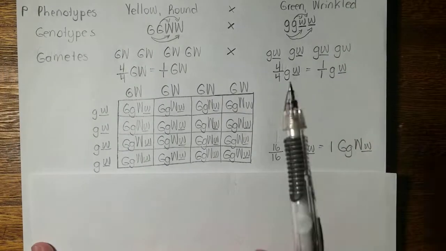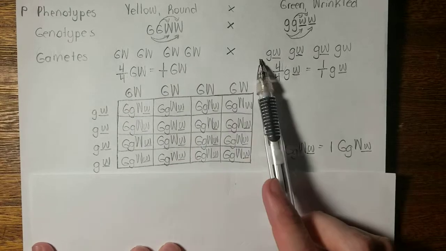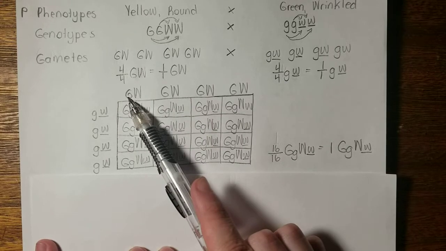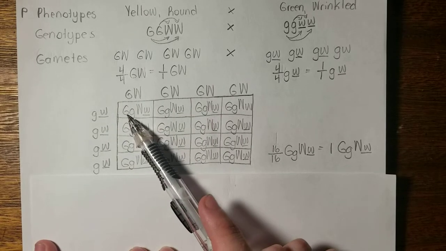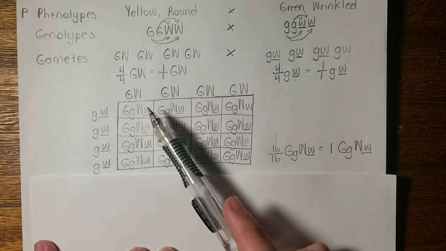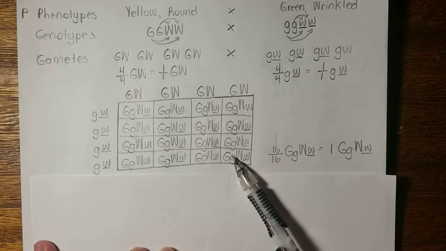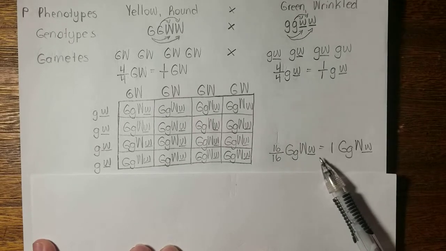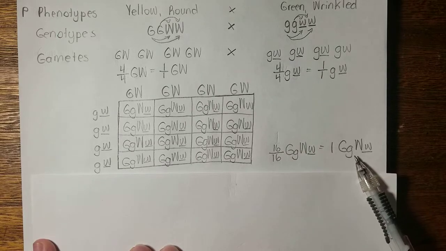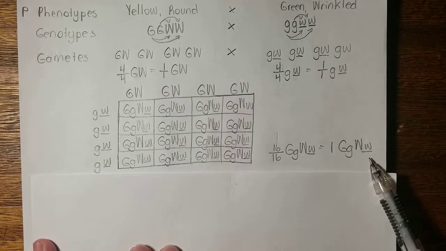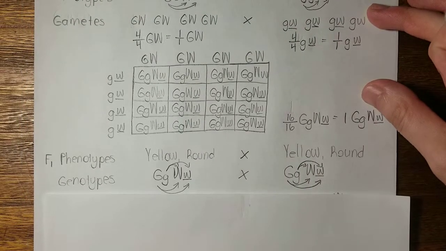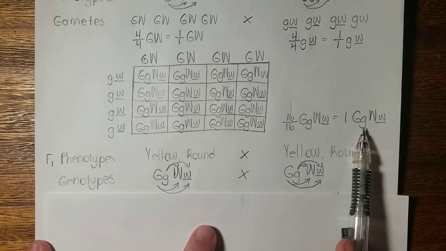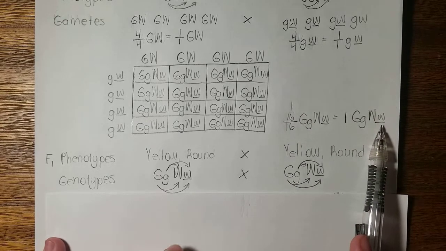Now we need to cross them. So we have 4 of these GWs, 4 of these GWs. We put them in a Punnett square, and we cross them. This GW with this GW makes big G, big W, little w, all the way across, combining these two. And we get a total of 16 out of 16 big G, big W, little w, which is just equal to 1 big G, big W, little w. And for the F1 phenotypes, big G, big W, little w, that's still yellow round.